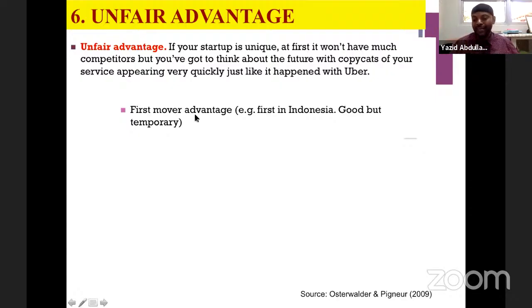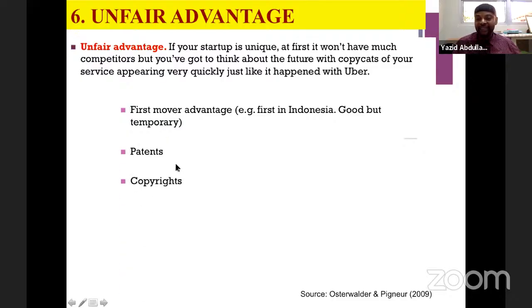First mover advantage, by the way, is very powerful. However, it's also temporary, because soon afterwards, you have to remember rivals will start coming. For example, Grab is already there in Indonesia. I remember the first time I went to Indonesia, I was thinking I was going to see Gojek everywhere. But to my surprise, in so many places, I was seeing Grab also, okay? Grab is also so big in Indonesia. So you have to remember first mover advantage is good, but it is temporary.